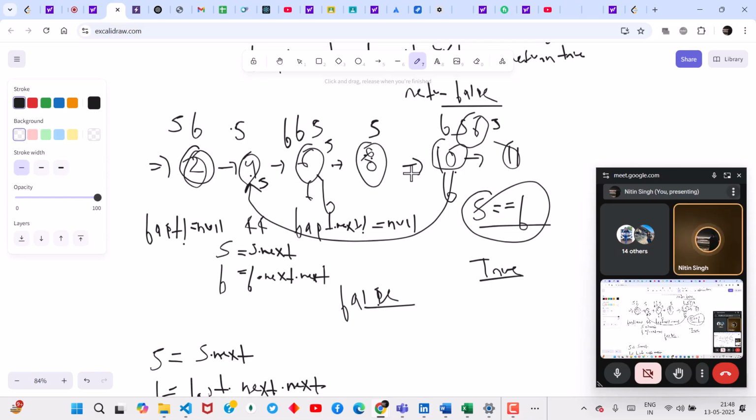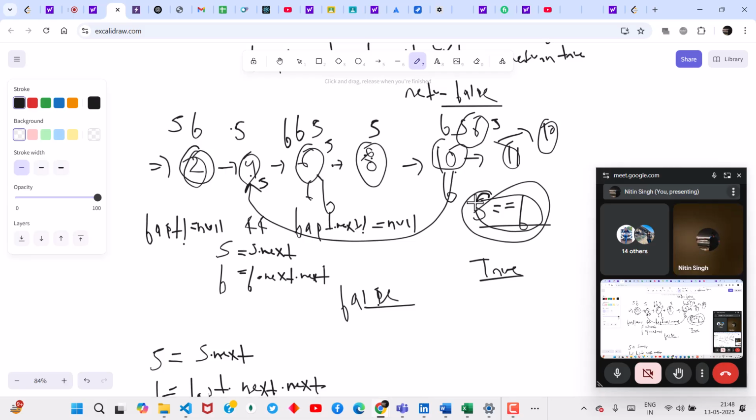In the next iteration, my fast and slow both will be referring to the same node, that is my 10. So slow won't be going back in the same cycle, is it? Slow will be going back after this 10, but on 10, I'm getting the situation where my slow is equal to fast.